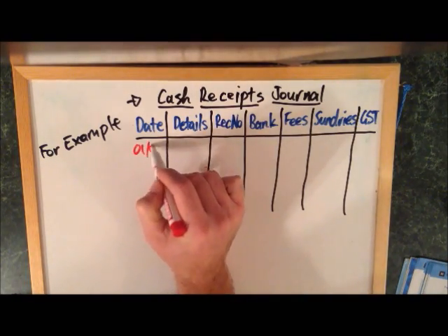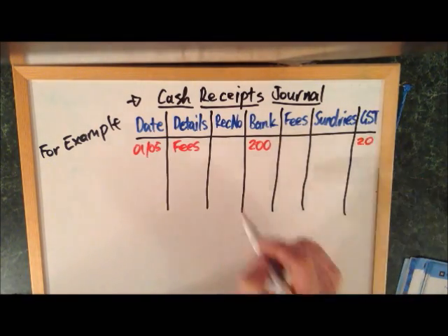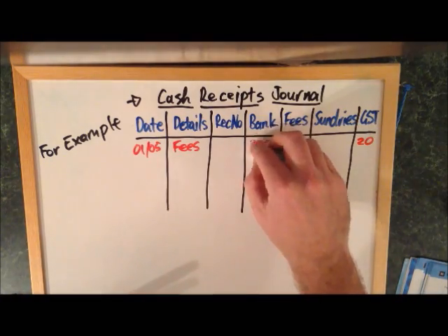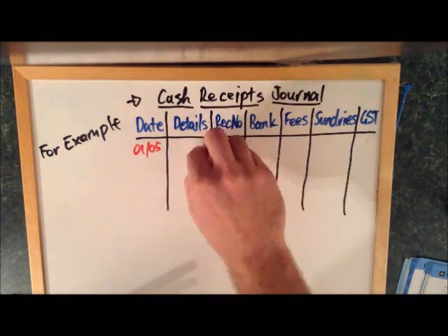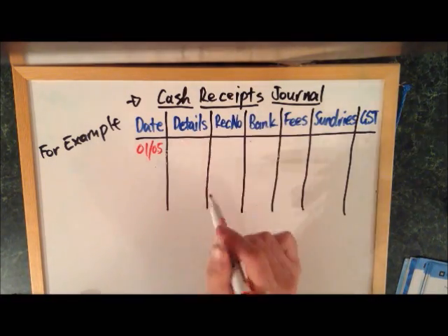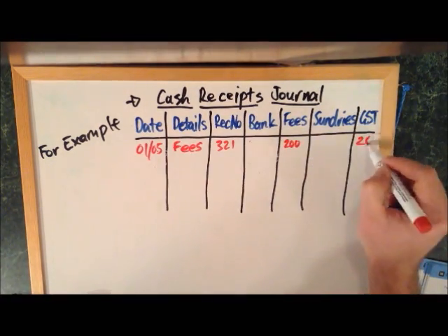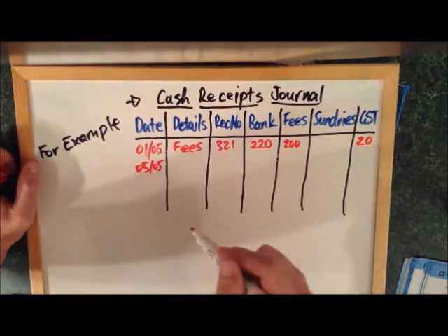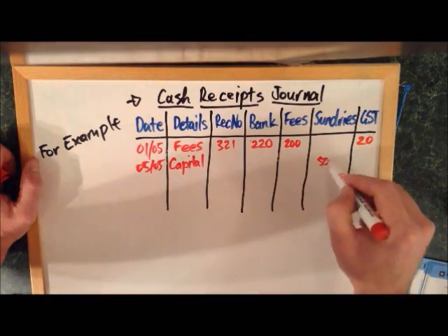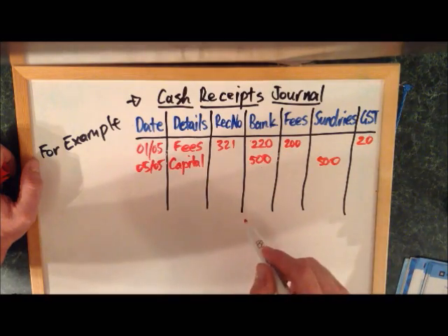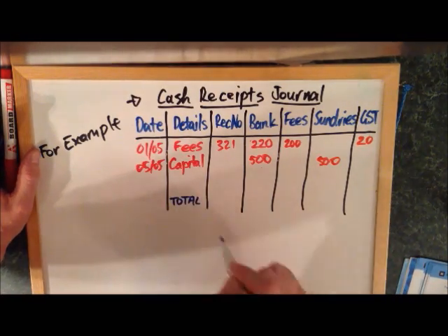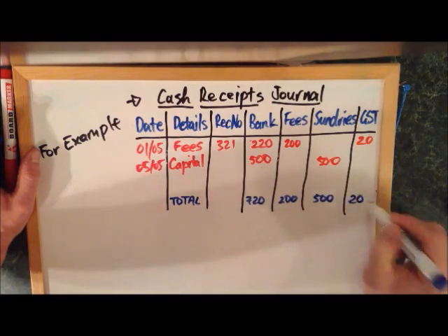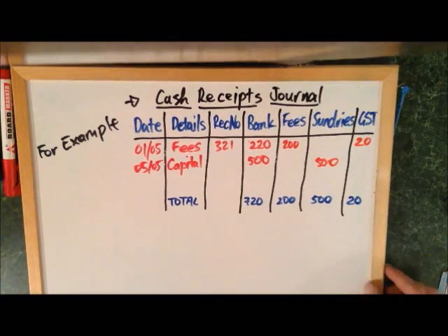So, for example, on the 1st of May, we received fees. The receipt number was 321. We received fees for $200, a GST for $20, and see how we total that in the bank column. See on the 5th there, we put some capital in, $500. Basically what we do is we total that all up and just remember that information for a little bit later.